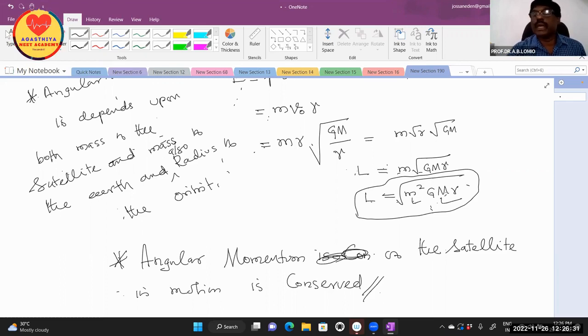Next, the types of satellite. The types of satellites are geostationary satellite and polar satellite. Geostationary satellite is a satellite which rotates in the direction of rotation of the Earth. It rotates from west to east. Whereas polar satellite is a satellite which rotates around the pole, north to south.